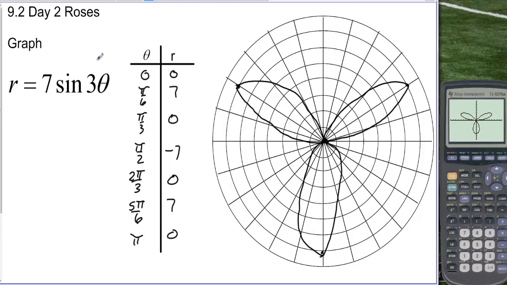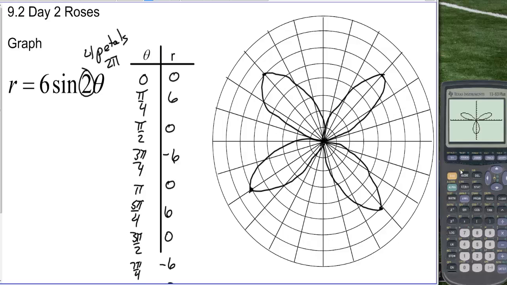So let's go back to the odd. This is the same amount, 3 petals, and this one finishes in pi because the coefficient of theta is odd. So let's go back to this one. Let's go to y equals, we have 6 sine of 2 theta. And when we graph it, there we have the 4 petals in the same path that we just took when we graphed it by hand.